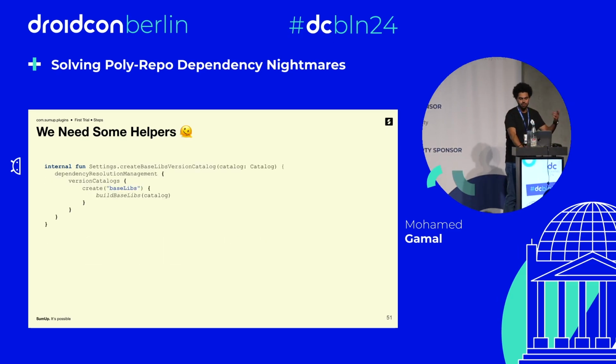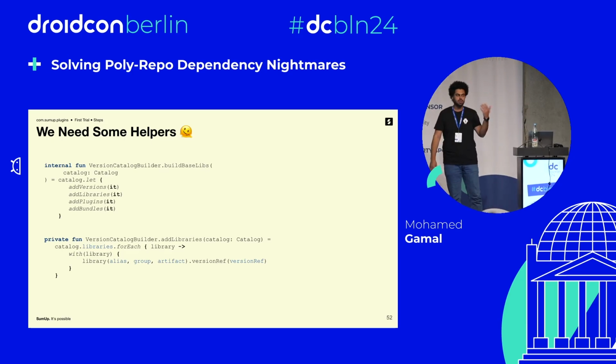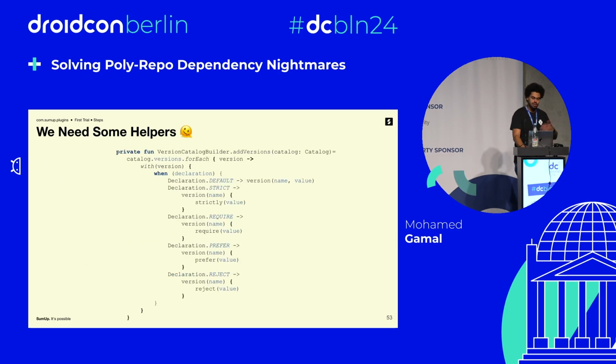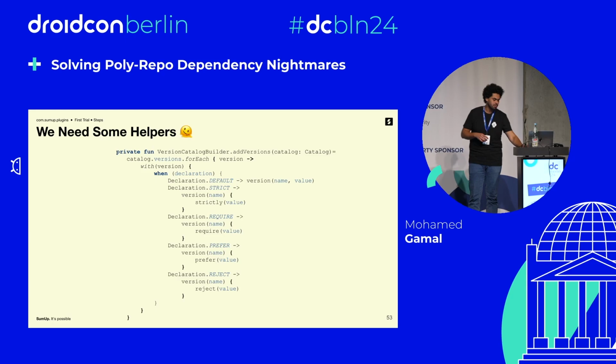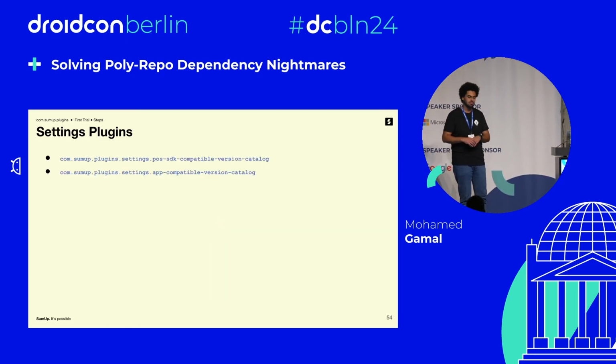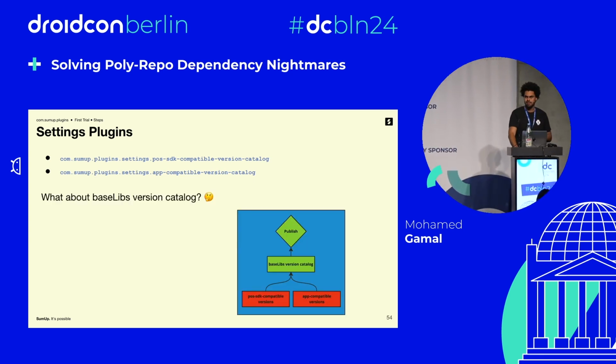inside the settings. So whenever you have dependency resolution management, version catalogs, this is a builder itself. So we built an extension to the builder that just adds the libraries, adds the versions, adds the plugins, adds everything for you. So when it adds libraries, it will just convert this to the Gradle library. Same for version with the right declaration, and same for the other stuff. So after we do that, and after we use these extensions in our plugins, we are able to, luckily, publish 2 settings plugins, one SDK compatible, one app compatible, but we forgot about the base version catalog.